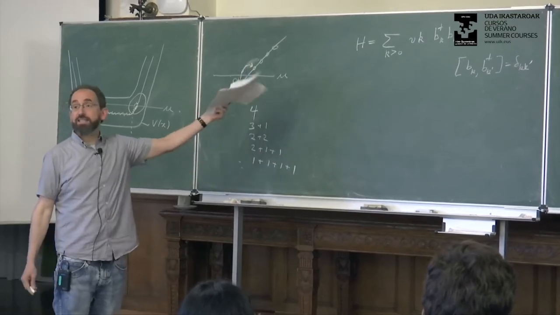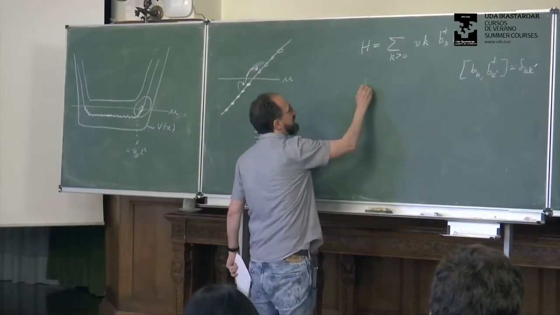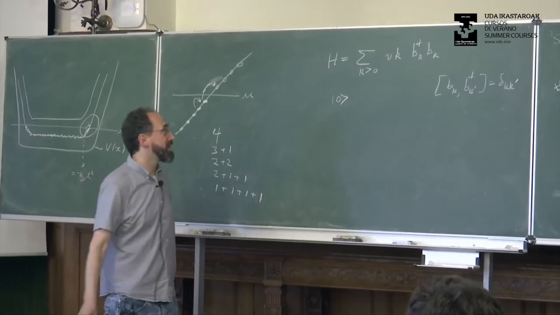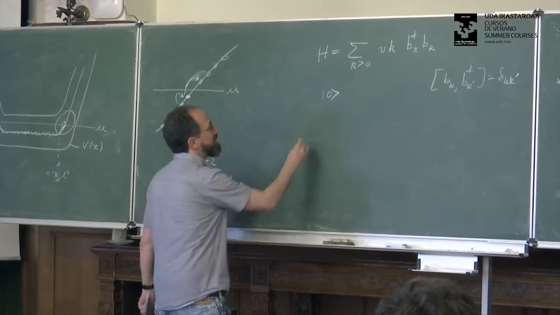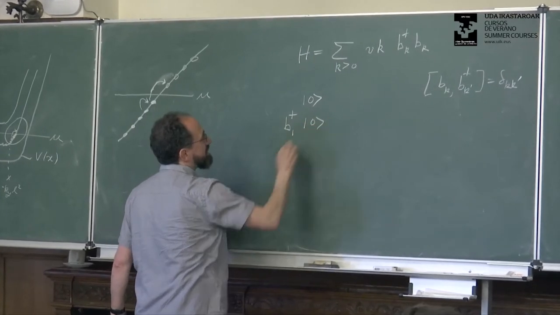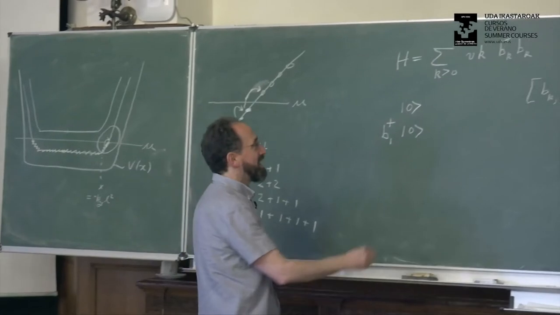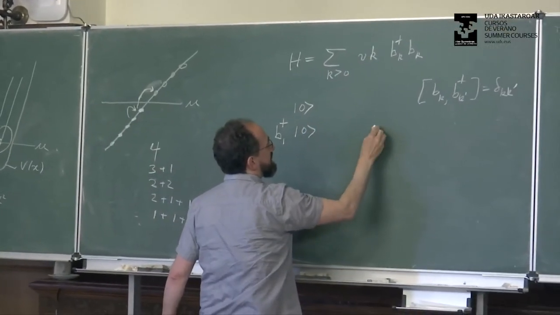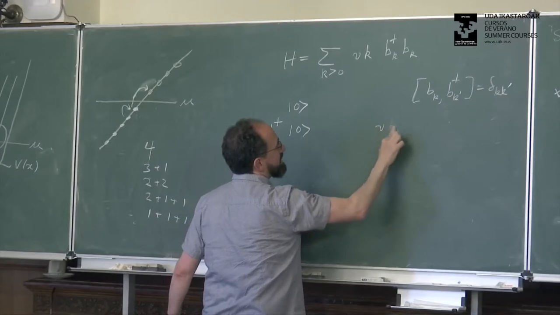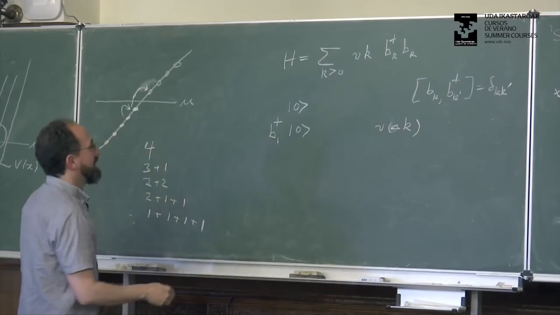And if we look at the excitations here, in this bosonic language, we have a zero state, that's going to be the ground state, no bosons, okay? We can look at excitations of one unit, which would be b dagger 1 on 0, the lowest. This is one unit of energy, and its energy is v times the minimal k. I'll call it delta k.